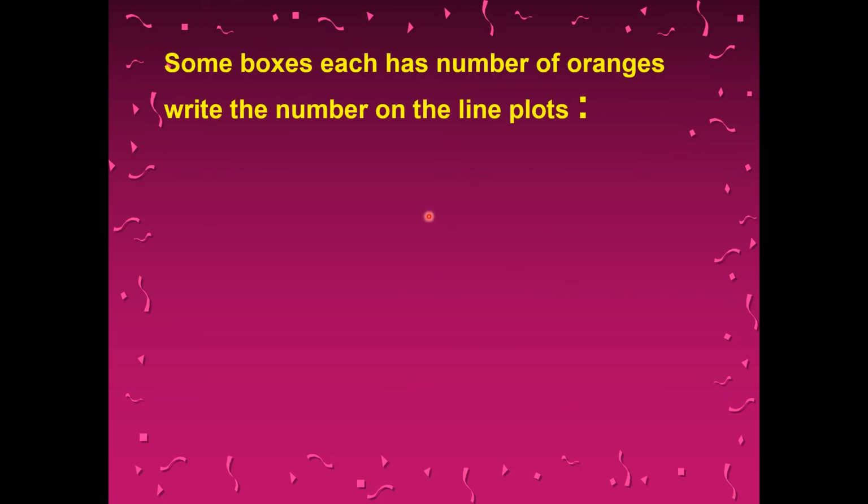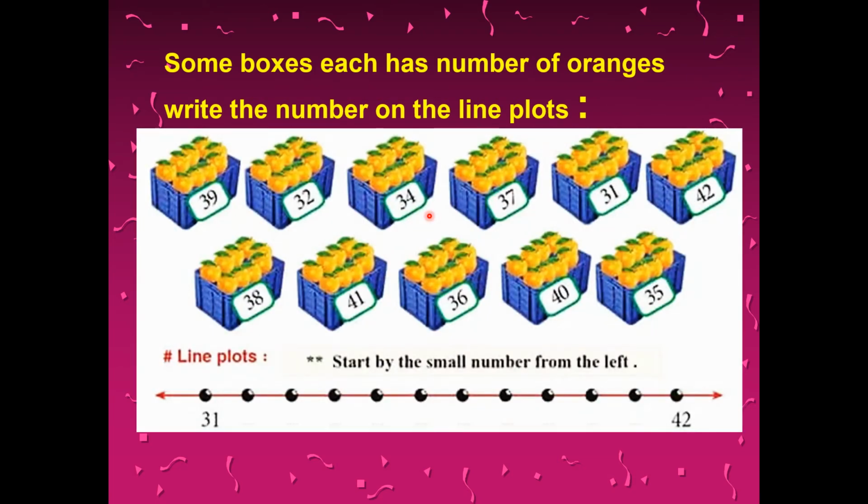So here we have some boxes, each with a number of oranges. Write the number on the line plot. We want to start our line plot with the smaller number, so we're going to search for the smaller number. The smaller number on the boxes here is 31. So we're going to take this 31 and put it here on the left hand.